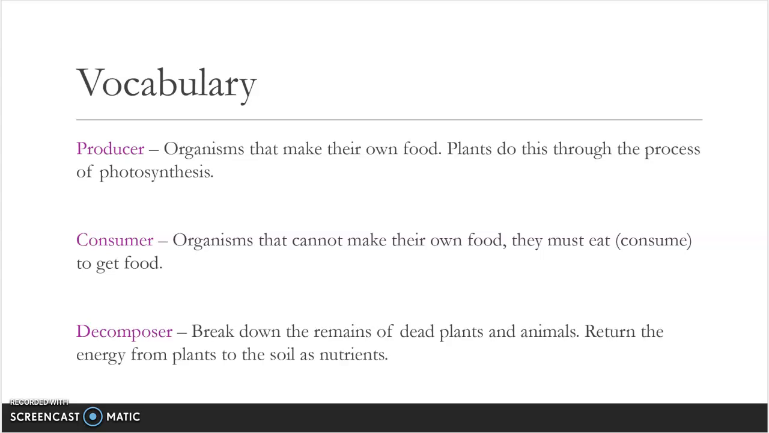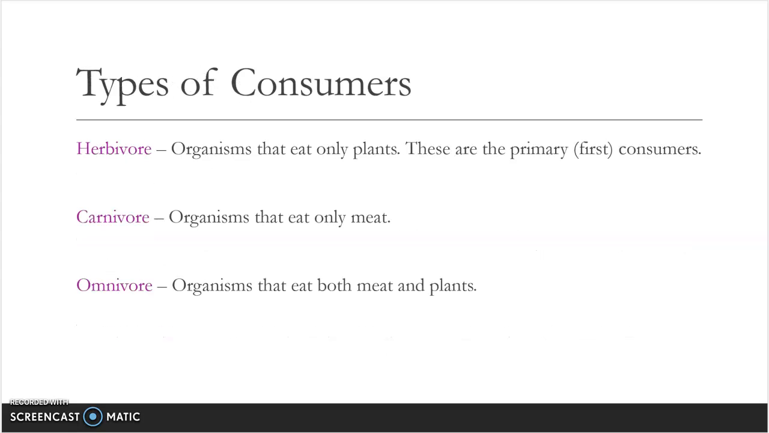So producer, consumer, decomposer. I told you we could break down those consumers a little bit further. It's almost like making one of those factor trees. Anyway, types of consumers. We have herbivores, the organisms that are only eating plants. We have carnivores, those are the organisms that are only eating meat. And then we have omnivores, and those are the organisms that are going to eat both.